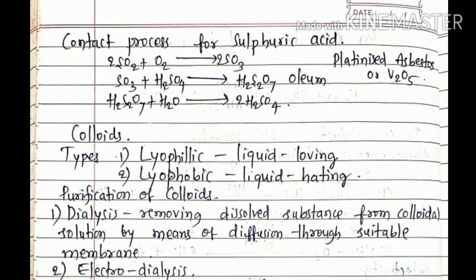So then we will consider the contact process for sulfuric acid. So SO2 plus O2 to give SO3. The catalyst is platinized asbestos or V2O5. SO3 plus H2SO4 to give H2S2O7. So this H2S2O7 is known as oleum. H2S2O7 plus H2O to give 2H2SO4.